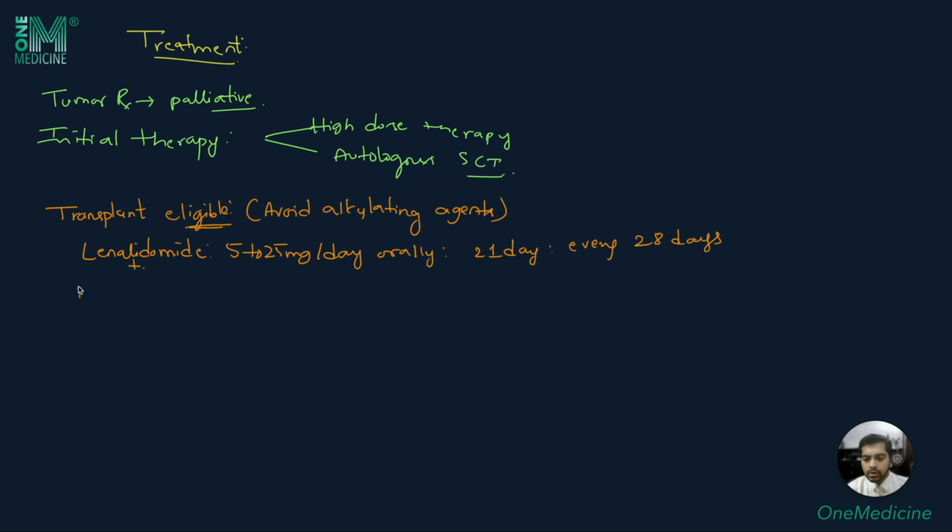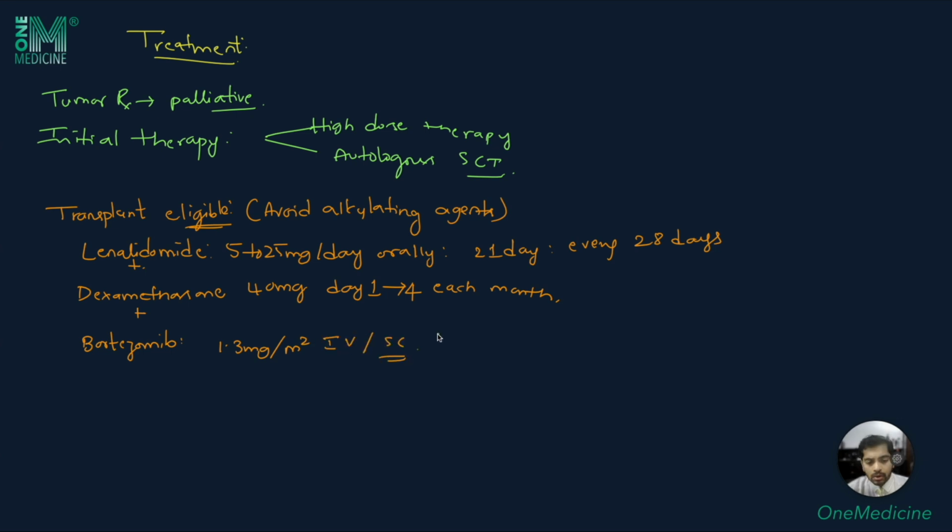This is given along with dexamethasone in the dosing of 40 milligrams on day 1 through 4 each month. Another medication given is bortezomib, which is given in the dosing of 1.3 milligrams per meter square of body surface area, either by IV or subcutaneous route on day 1, 8, 15. This usually gives a 100% response, with around 1/3 of patients showing complete response.